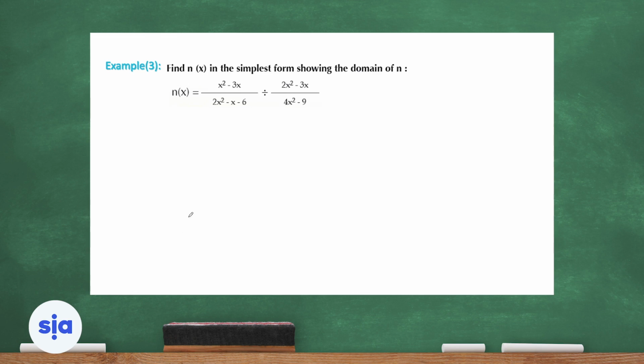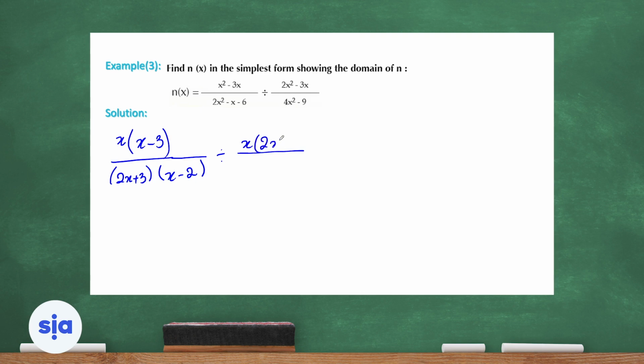So in the first one, as you can see as a solution, we will take x as a common factor in the upper numerator, x minus 3, over, if we factorize this, it will be 2x plus 3 times x minus 2, divided by, we'll take x here as a common factor, and here a difference of 2 squares, 2x plus 3 and 2x minus 3.